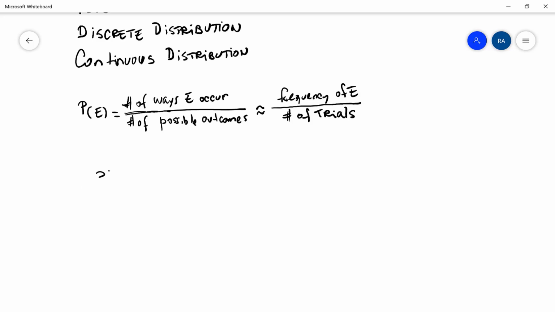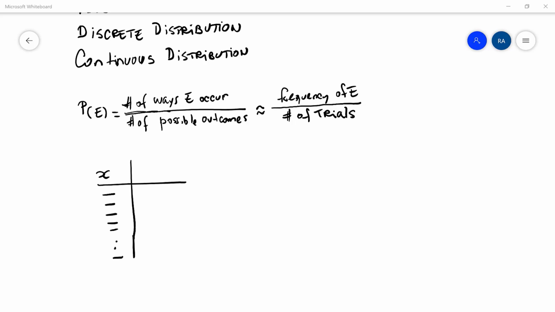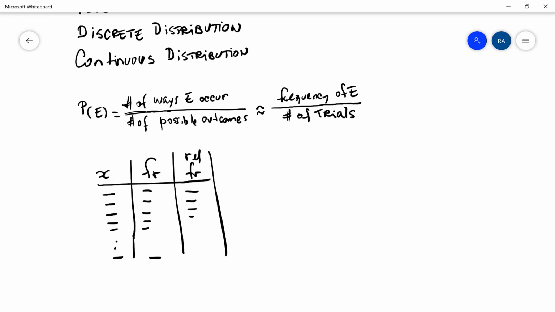In a discrete distribution, the random variable X can take a finite number of values, and we can do the procedure and count the number of times that each value appears. After that we can obtain the relative frequency, and we can use this relative frequency to approximate probability.